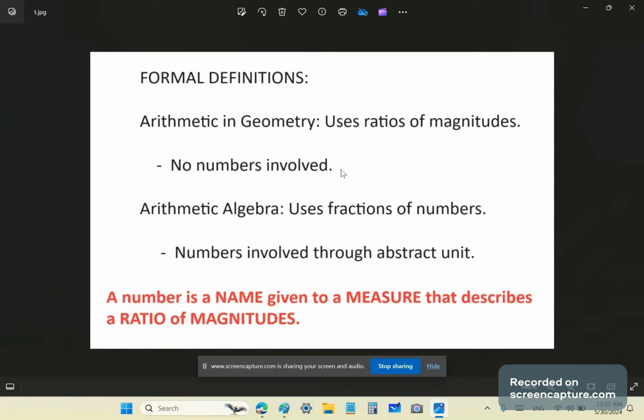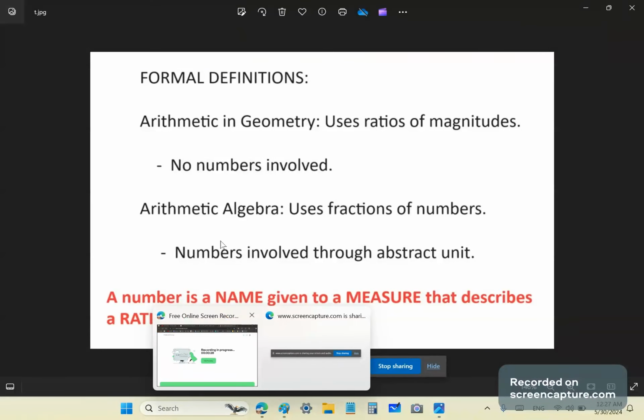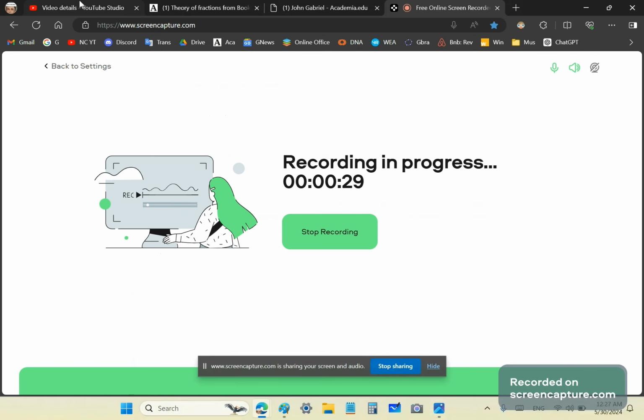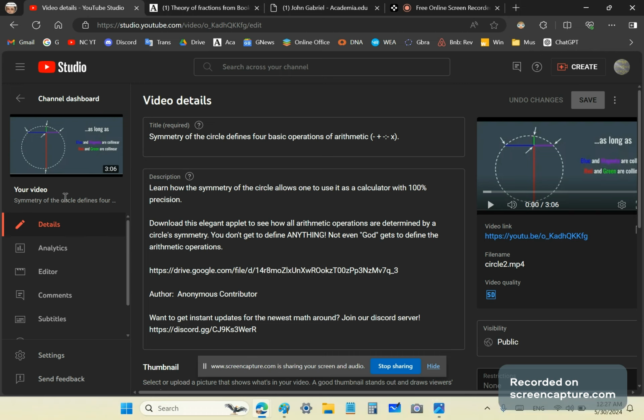Okay, so how do we know that? And how can we learn more about it? We go to this very short YouTube video, which is 3 minutes, and we watch this video. It explains the 4 different basic operations of arithmetic using only ratios of magnitudes. In this case, the magnitudes are line segments.